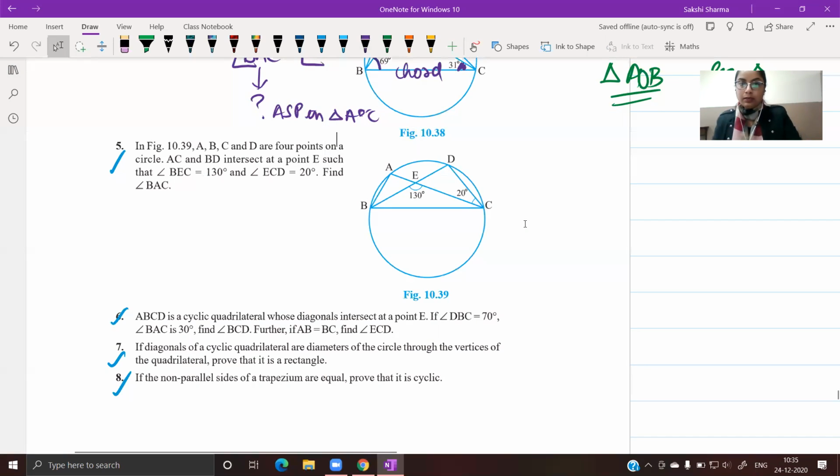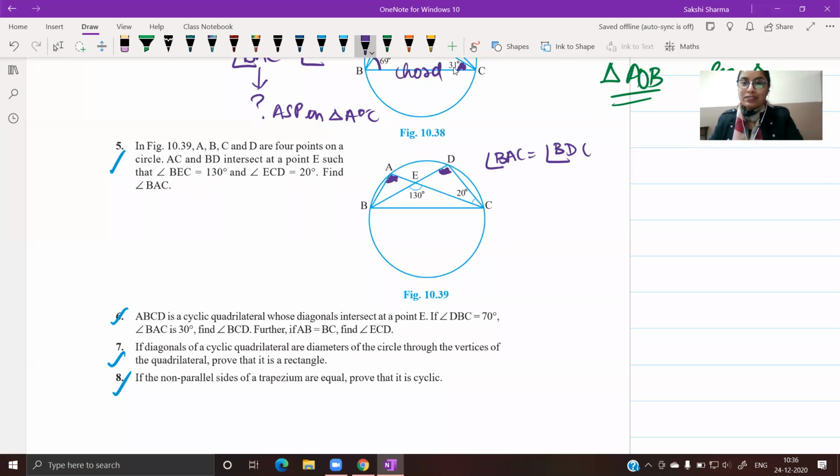Figure 10.39. There are 4 points on the circle A, B, C, D. The line segments AC and BD intersect at E. You have been given the measures for angle BEC and angle DCE. You have to find out angle BAC. This is the angle you want to find out. So again, you will be focusing on what relation exists between this angle and the ones which are given to you. BAC equals BDC. Again, these are angles in the same segment.